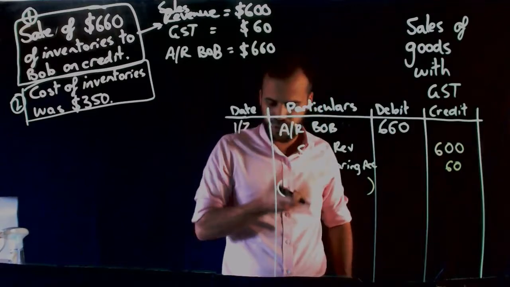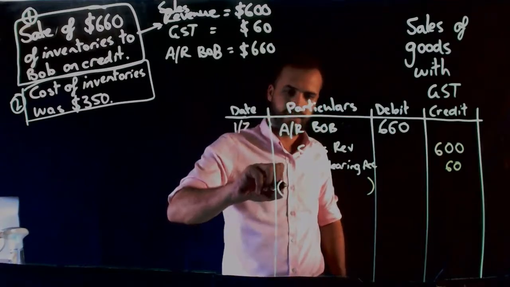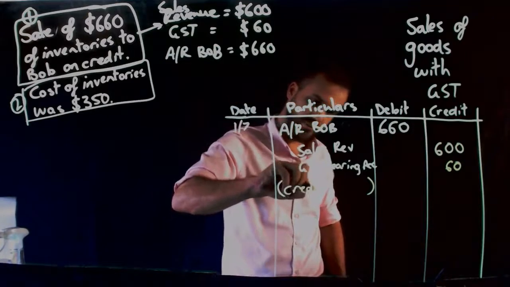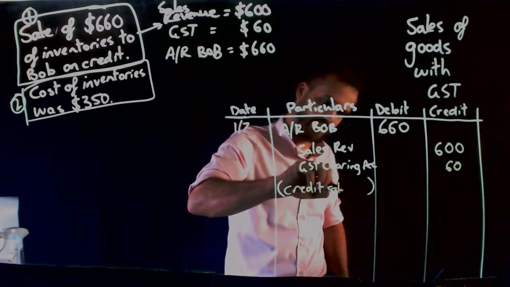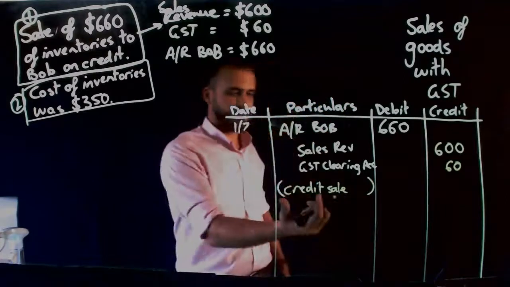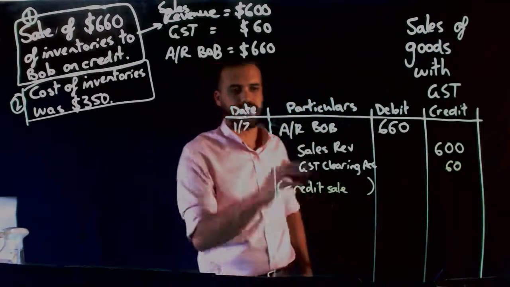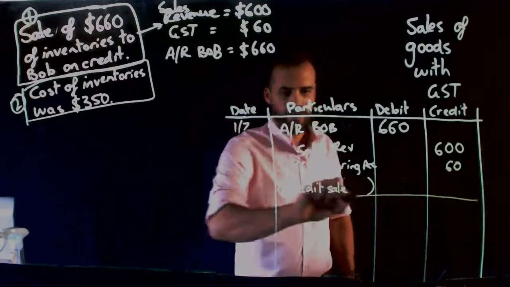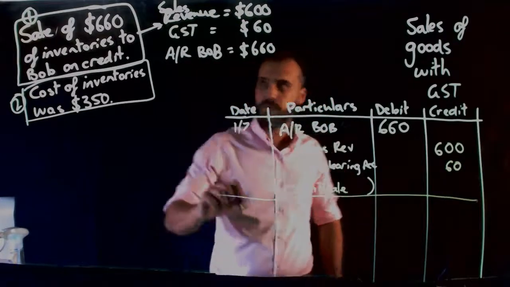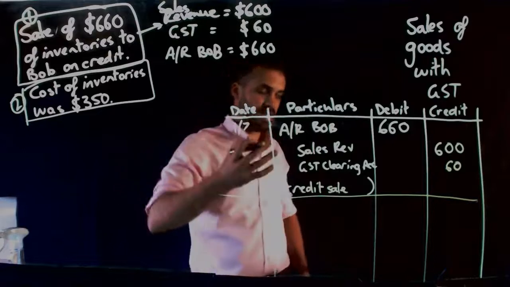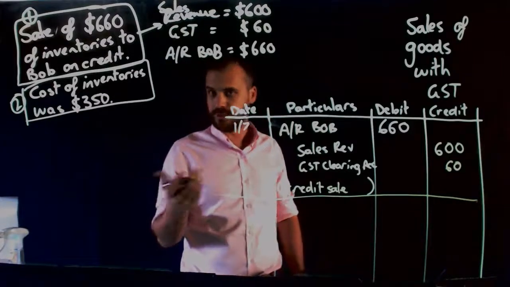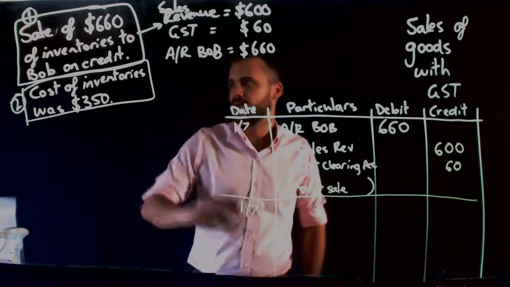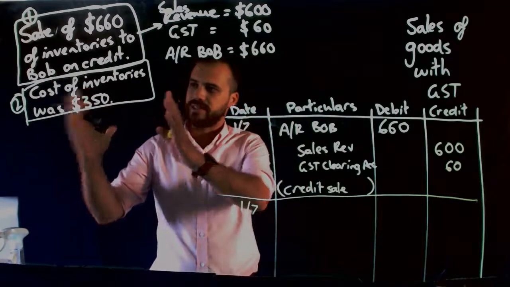Let's come up with a good journalizing entry for that. Credit sale. And you could write credit sale of the inventories, but I think that's enough. Credit sale. Rule it off. And we can do a second transaction, which is the same transaction. Confused? Don't be.